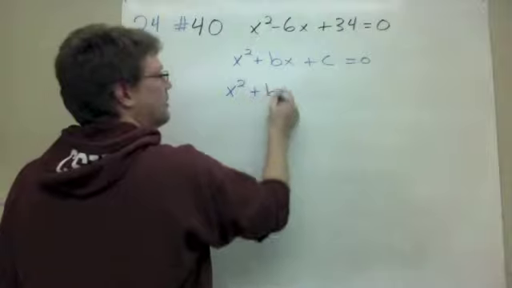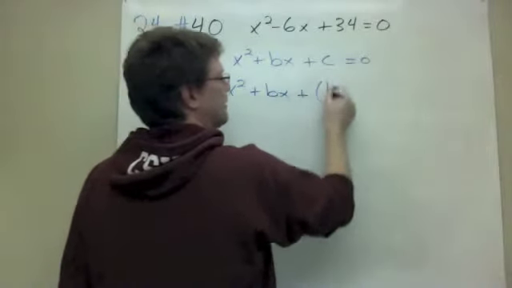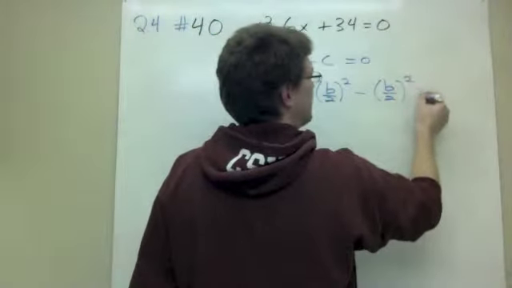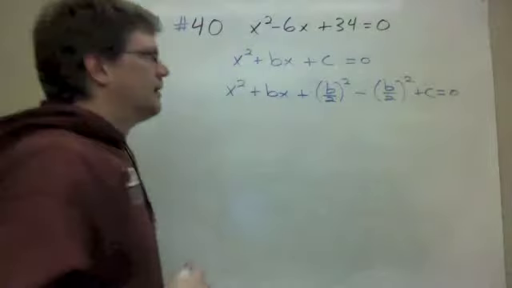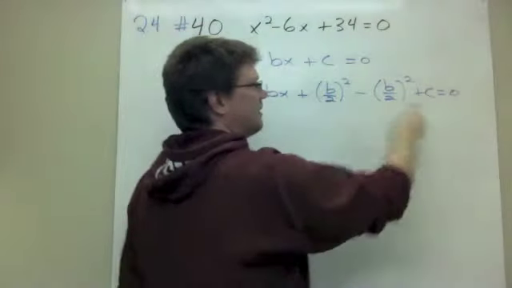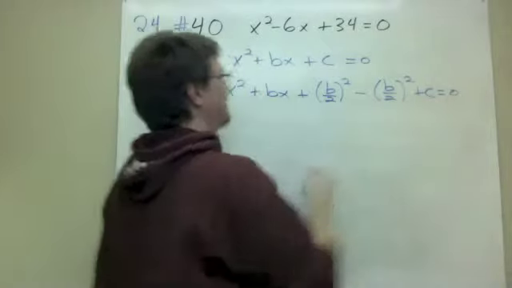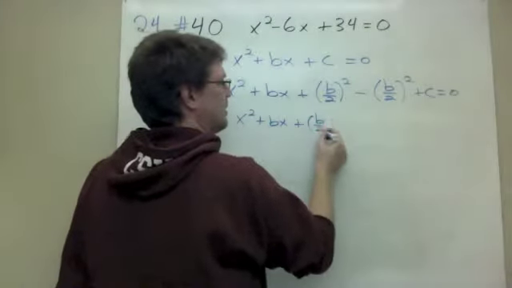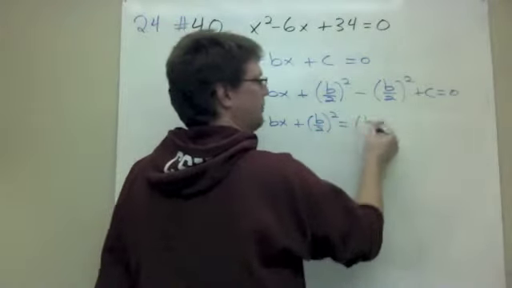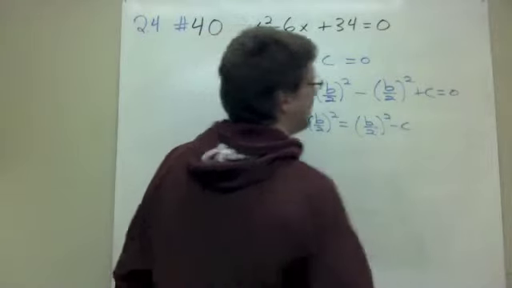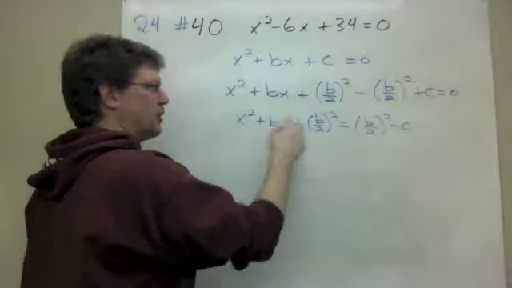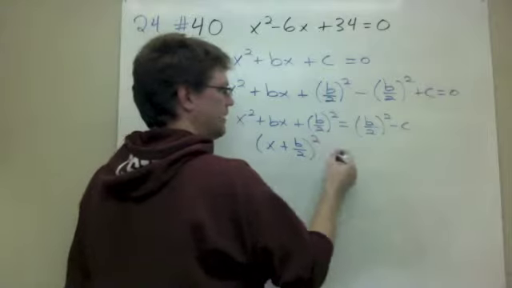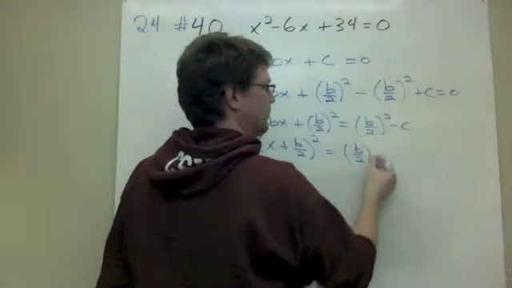So x squared plus bx plus b over 2 squared minus b over 2 squared plus c is equal to 0. We move this stuff to the other side. We add this and subtract that. So we're going to get x squared plus bx plus b over 2 squared is equal to b over 2 squared minus c. This is going to be a perfect square. X plus b over 2 squared is equal to b over 2 squared minus c.